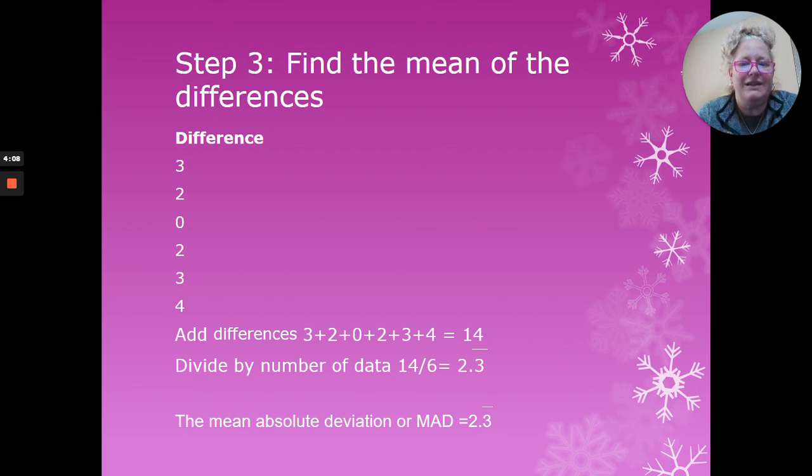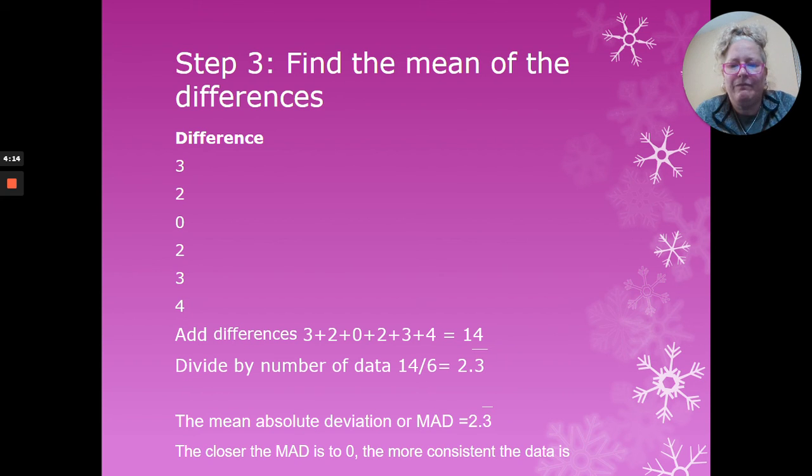That just means that the data differs from the mean by about 2.3. Now, the closer a MAD is to 0, the more consistent the data is, which means it's probably going to be more reliable.